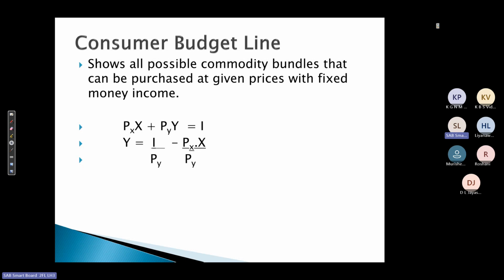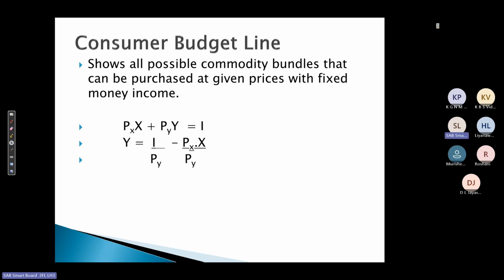The two goods are X and Y. The price of product X is called PX. The price of product Y is called PY. So how much does he allocate for the consumption of X? This is the expenditure on X: PX into X. PX means the price and X means the quantity he is willing to buy. This is the expenditure on product X. PY into Y means expenditure on product Y.